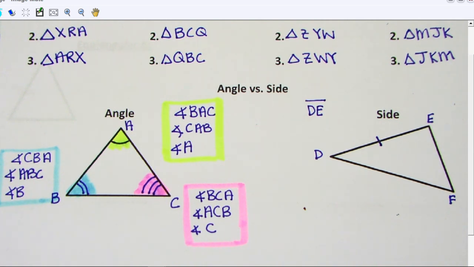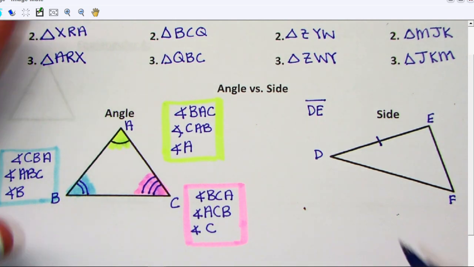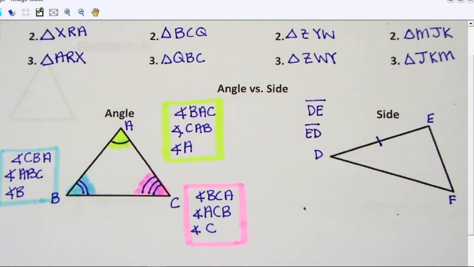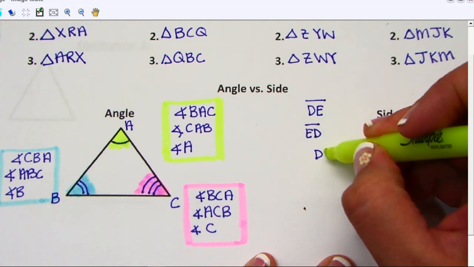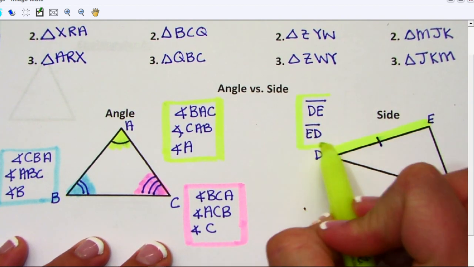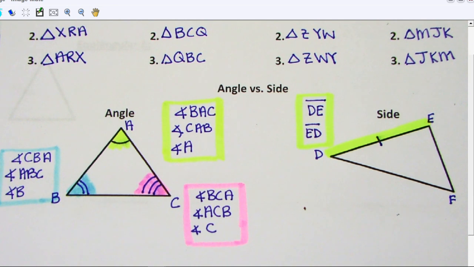What's another way I could name that segment? Good. I can name it ED as well with the symbol. Yeah, I can name it ED. So I'm going to highlight this whole side here. Those are the only 2 ways to name a segment. You name them with the end points. So the 2 letters kind of represent the boundaries of the segment. It starts at D and ends at E, or starts at E and ends at D.